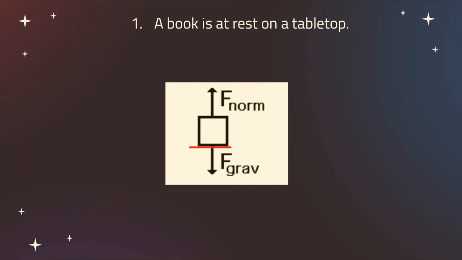All right, number 1, a book is at rest on a tabletop. So the book is on a surface, and that's where you see that little red line. And once you have a surface available, you have F normal, or normal force. F gravity is always present, and these two forces are balanced. They're equal to each other. The object is not moving one way or the other.